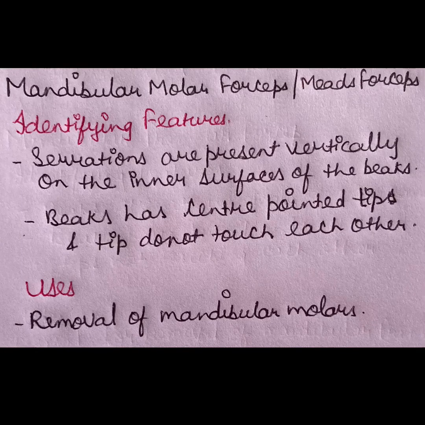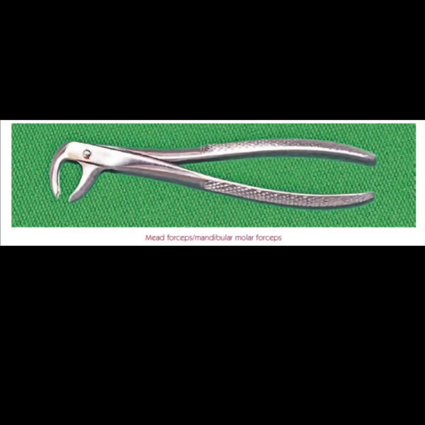Mandibular molar forceps. How will you identify? Serrations are present vertically on the inner surface of the beak. These are used for the removal of mandibular molars. This is mandibular molar forceps or mid forceps. Beak faces downward and is inserted into the pedial space in close approximation to the buccal surface of root. Movements given are buccal along with lingual.